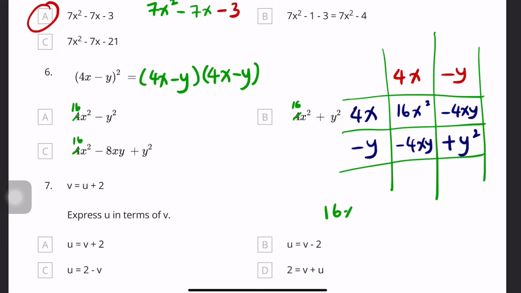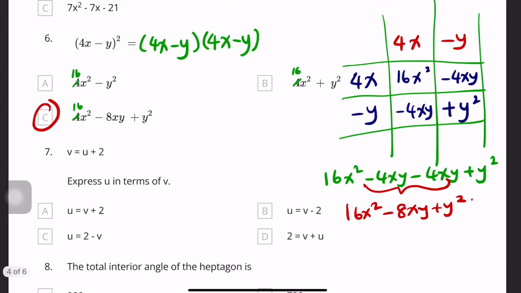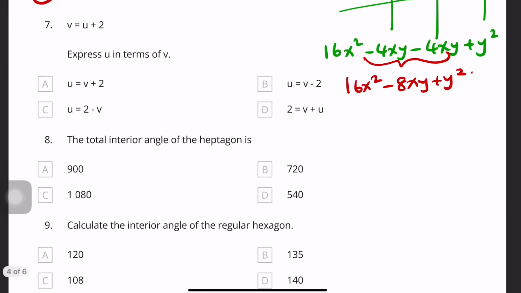So 16x squared minus 4xy minus 4xy plus y squared. So this part you can simplify. So 16x squared minus 8xy plus y squared. So your answer is C. Okay, next, number 7.